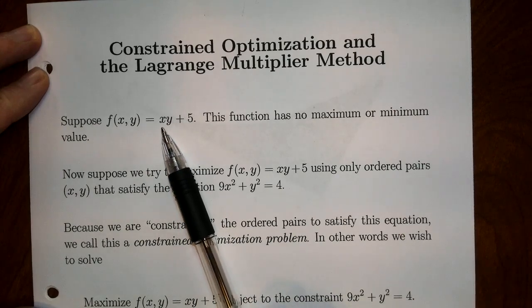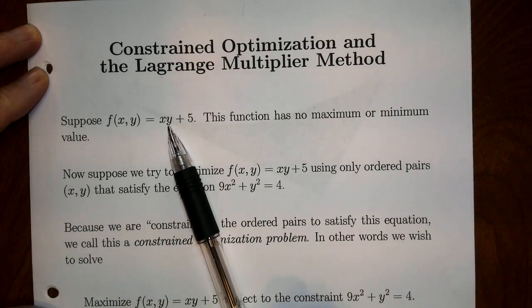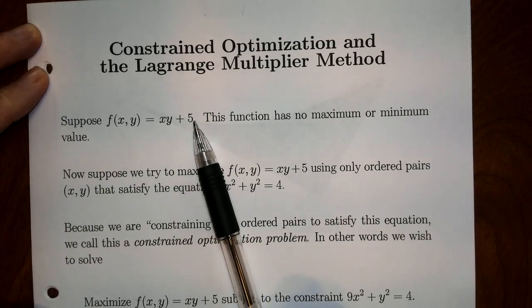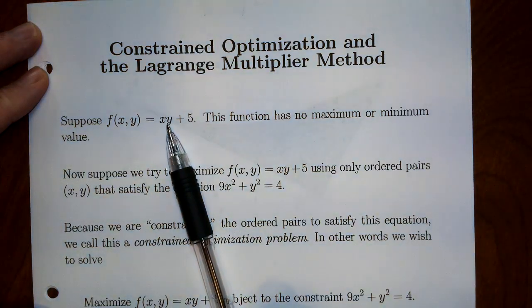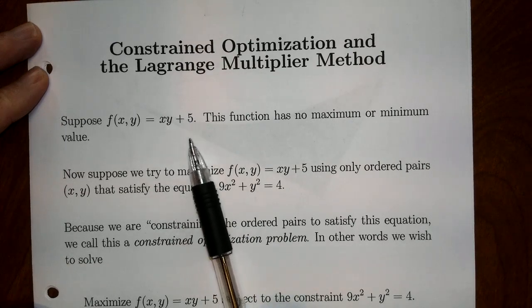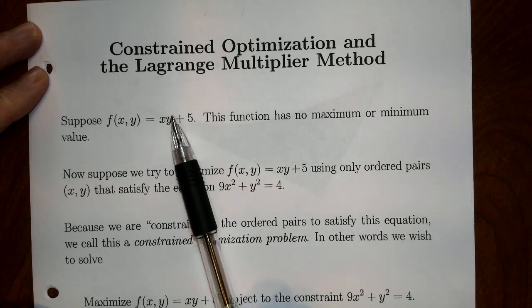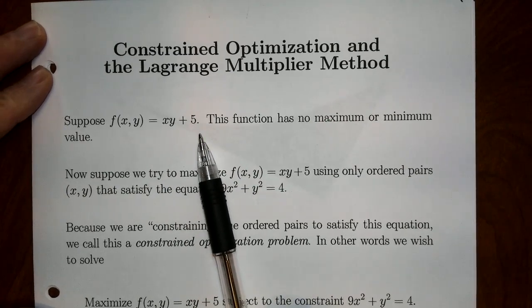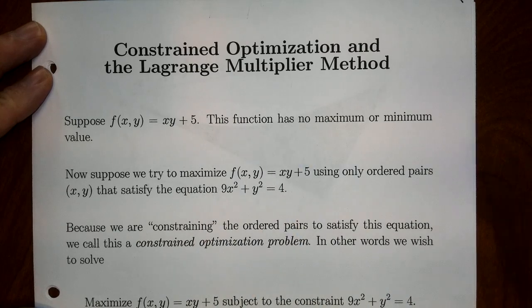If we substituted progressively larger values of x and y into the function, we could make xy plus 5 as large as we wanted. If we substituted very negative values of x and, let's say, positive values of y, we could make this as negative as we wanted. So this function by itself does have a saddle point at the origin. That's pretty easy to verify. But it does not have any maxima or minima. The gradient is never 0.